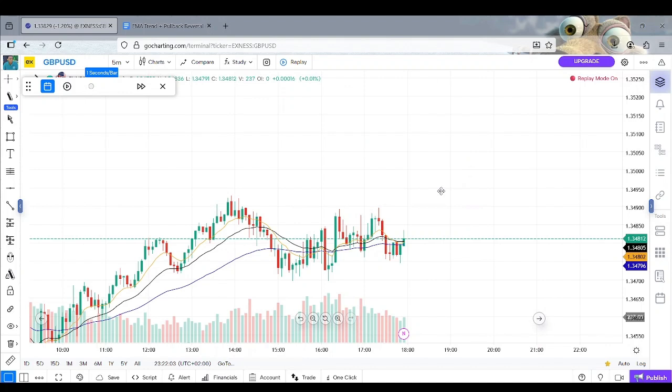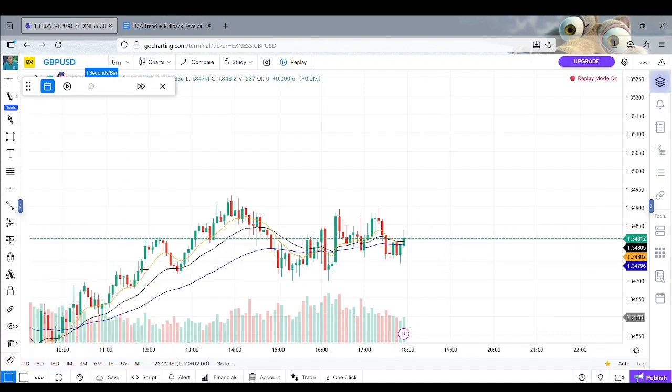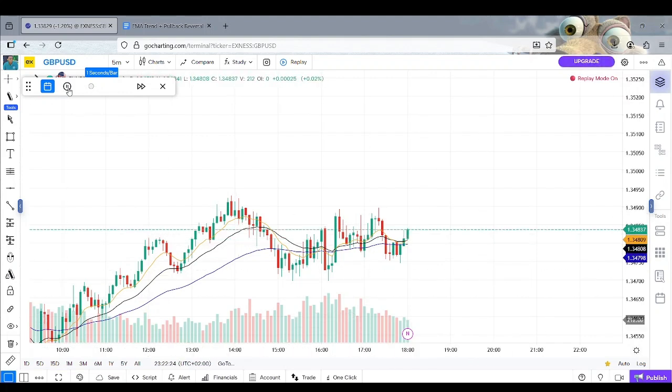Why did I lose this one? It was well after the second half of the New York session. Yet my strategy said trade mostly at the open, so not to sell. Let's keep going.